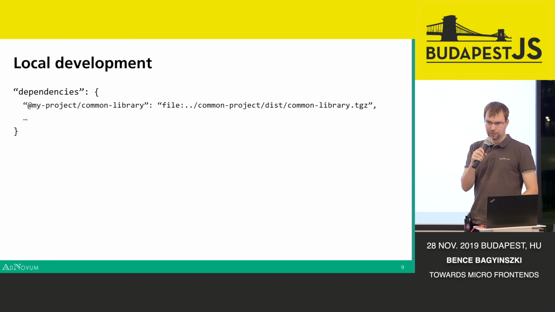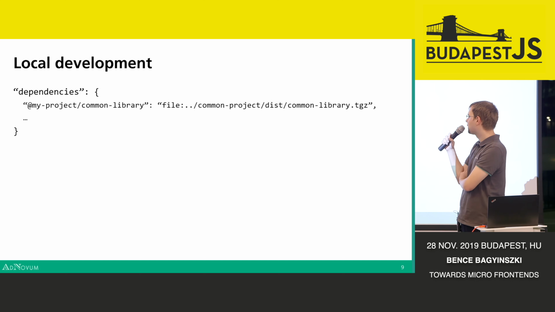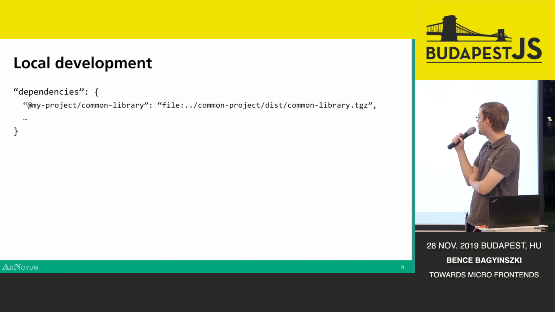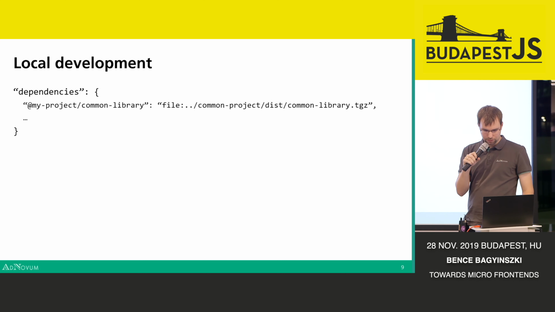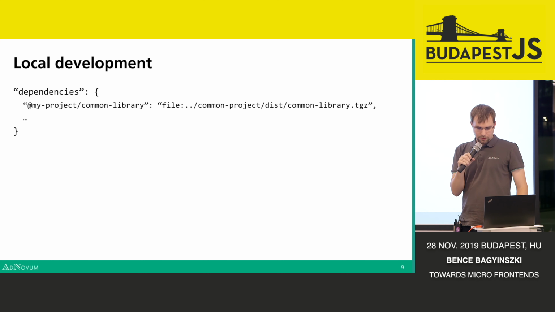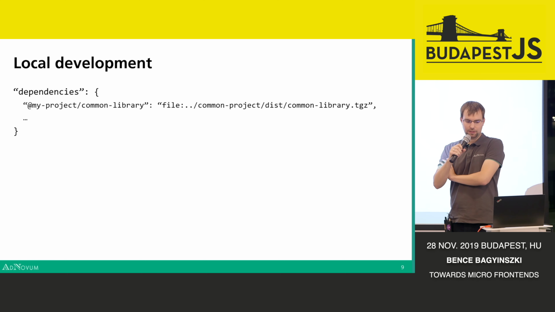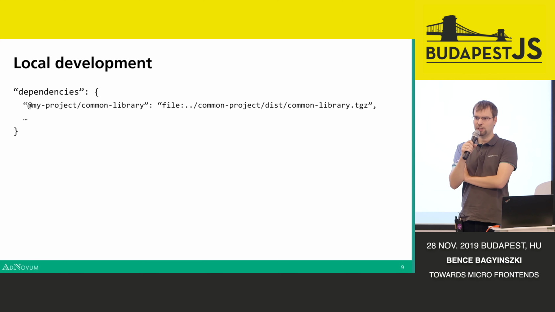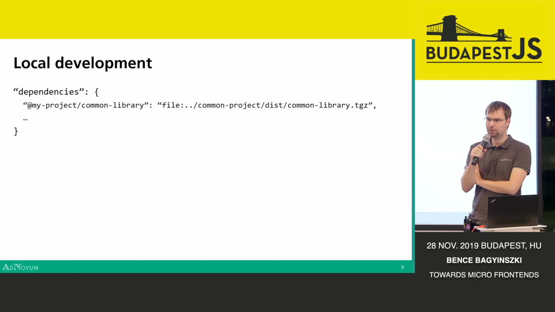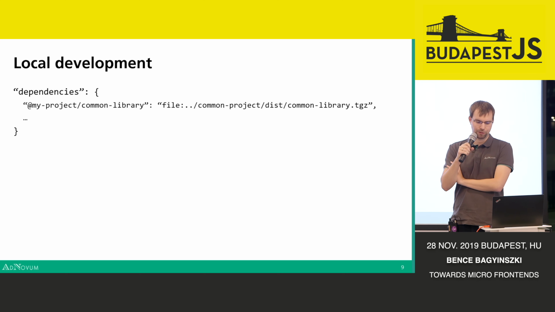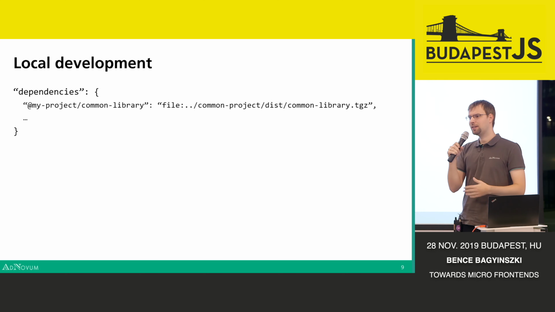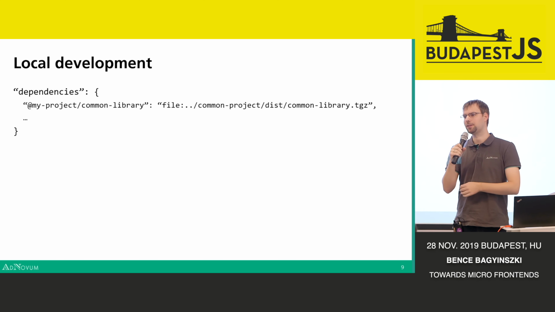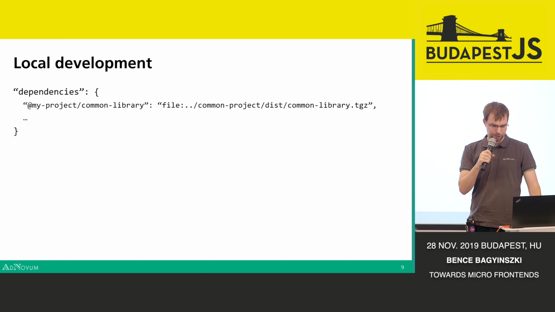So for the local development, we used file dependencies. In NPM, it's quite easy to configure. We could reference them this way. And with the help of this, it became possible to test changes of the libraries without publishing a new version from them. And we could try out the result, run tests against the applications without publishing a new version from them.